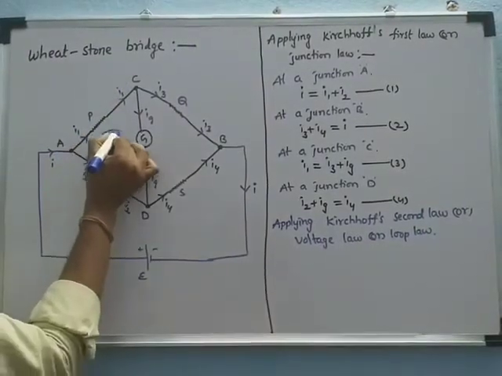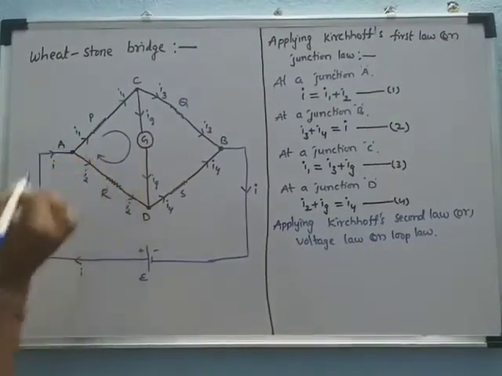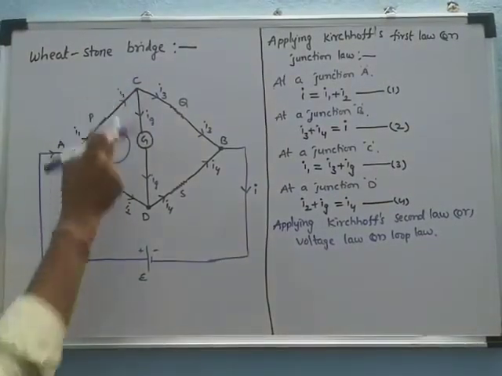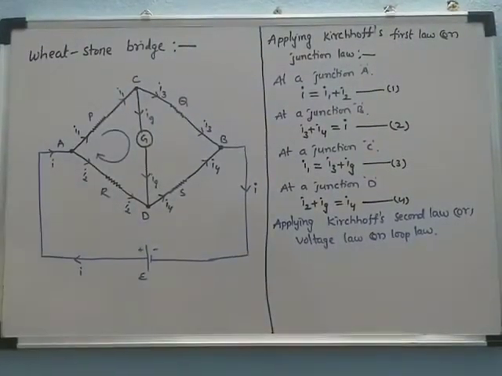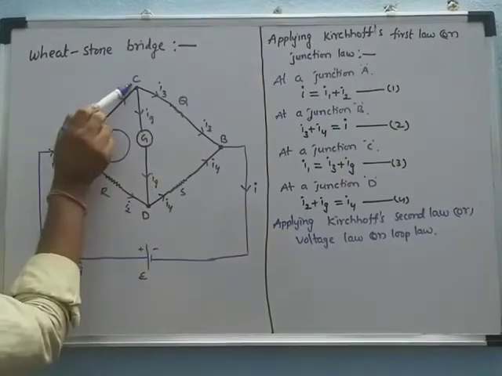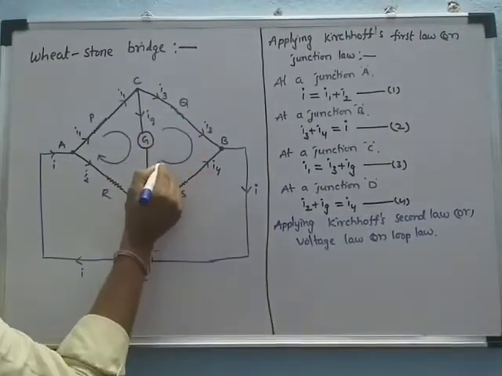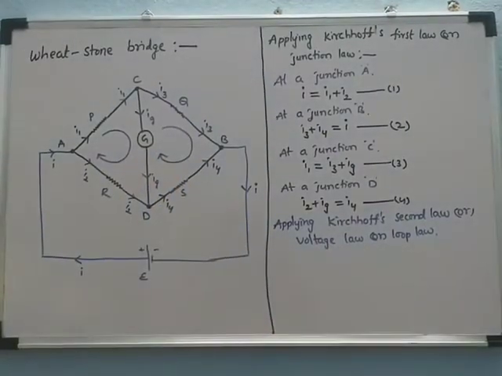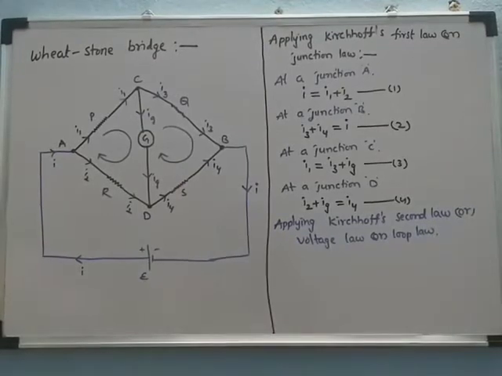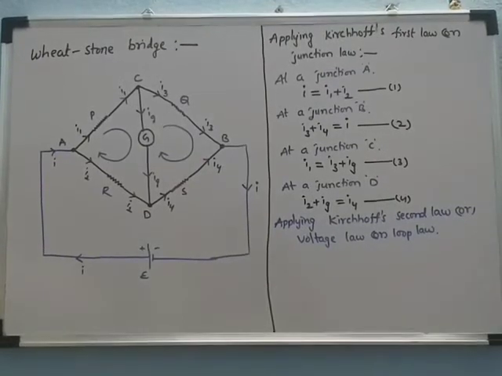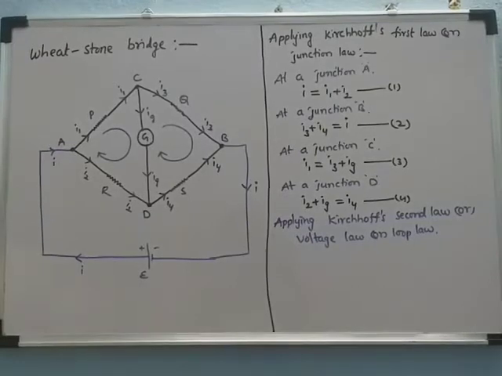This is one of the loops. A, C, D, A is one of the loops. And another one, what is there? C, B, D, C. This is the second loop. Now see, what is the statement of Kirchhoff's second law? The algebraic sum of the potential differences and EMFs is equal to 0. That is Kirchhoff's second law.